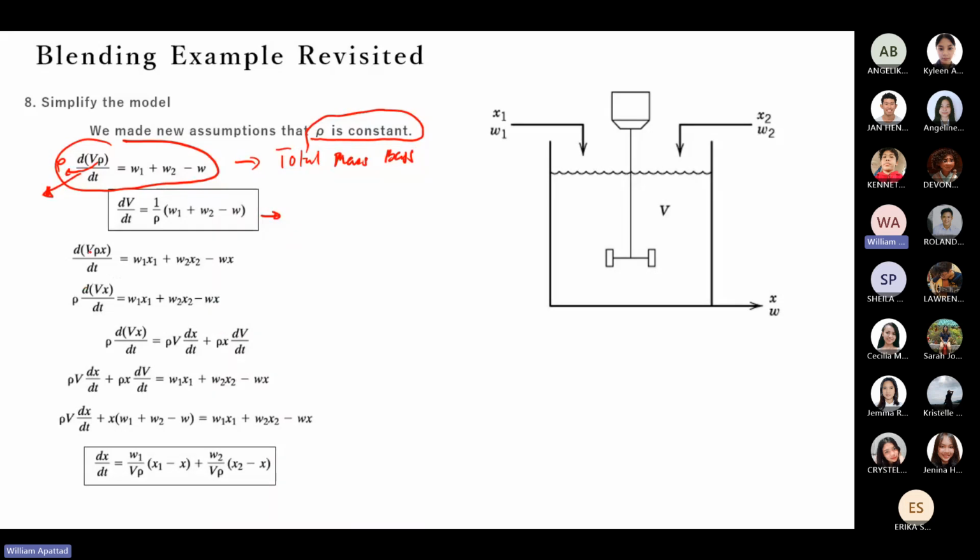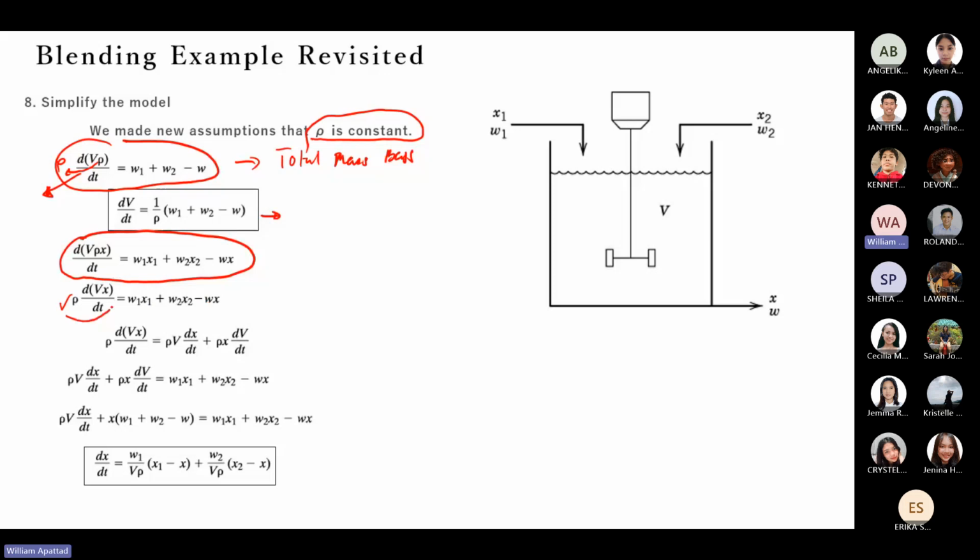Okay, so we have our component balance. We have this our component balance, and density is constant. So nilabas natin tong density. So we only have d(Vx)/dt. It's equal to W1 x1 plus W2 x2 minus Wx. Alam nyo naman yan. Component balance lang yan.